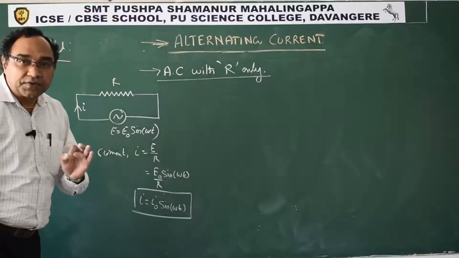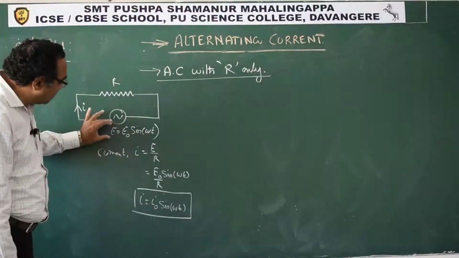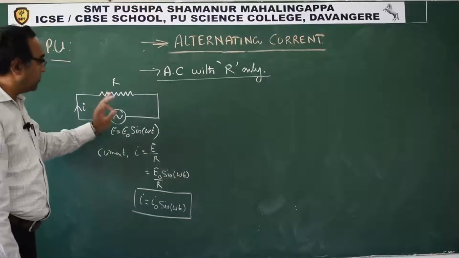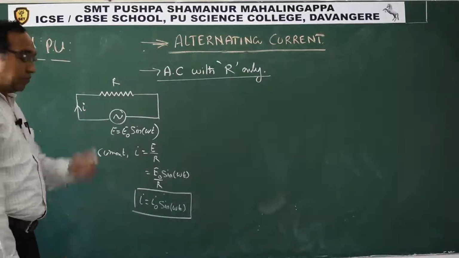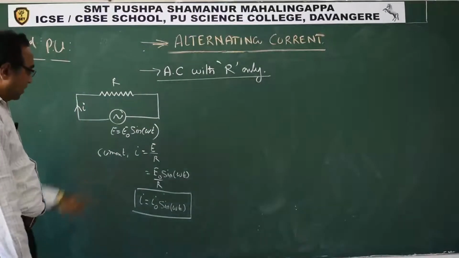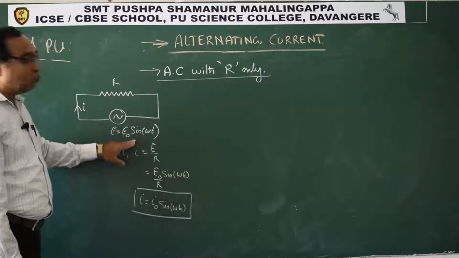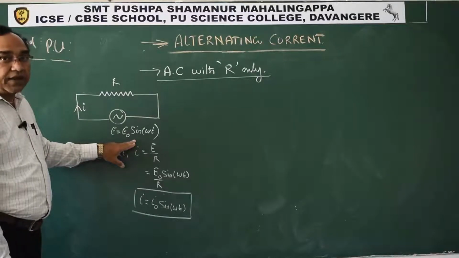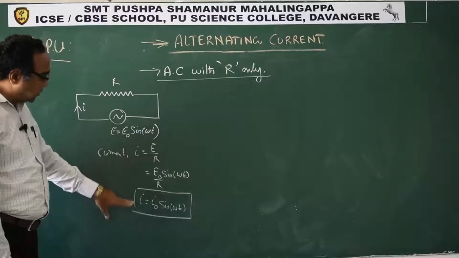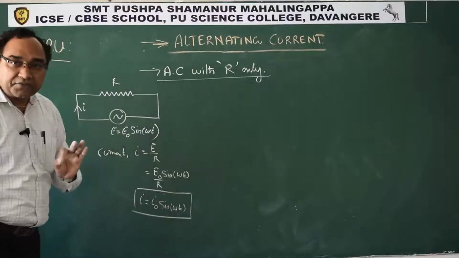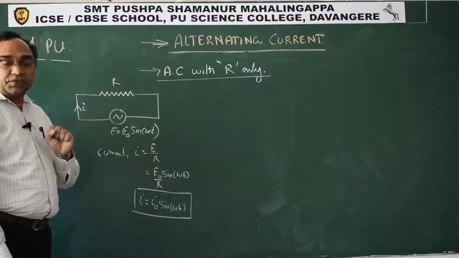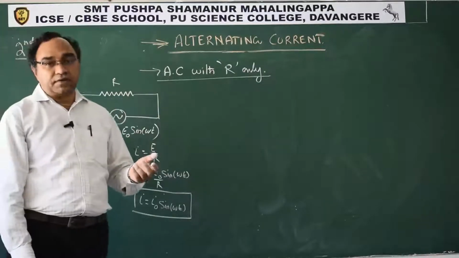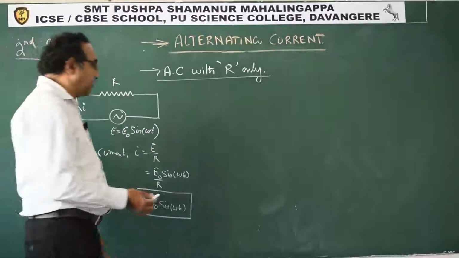Now, what information can we get from the expression for voltage and current? This is the analysis of the AC circuit. First information, the phase difference between the two is 0, which means that both voltage and current start at the same instant, reach maximum at the same instant, and become 0 also at the same instant.